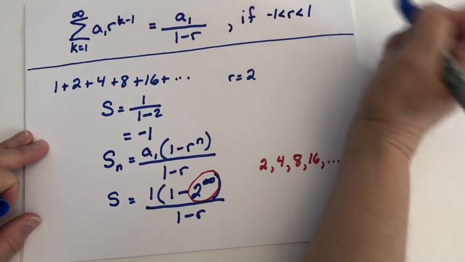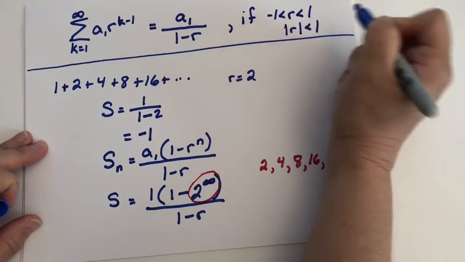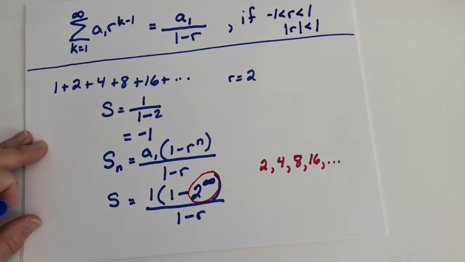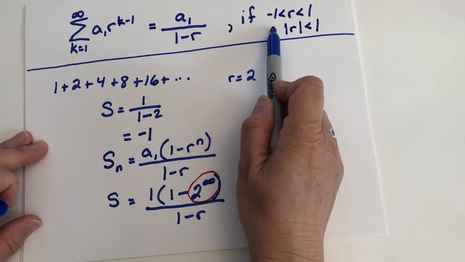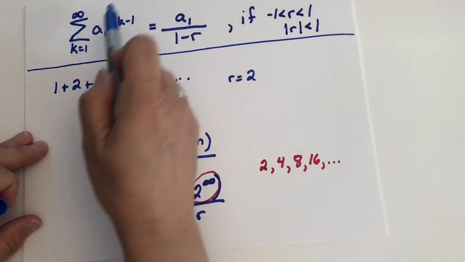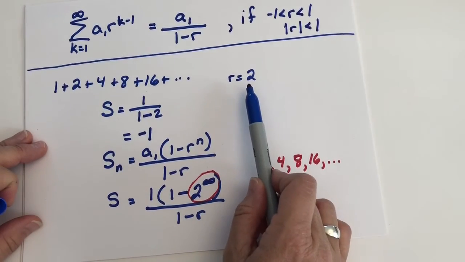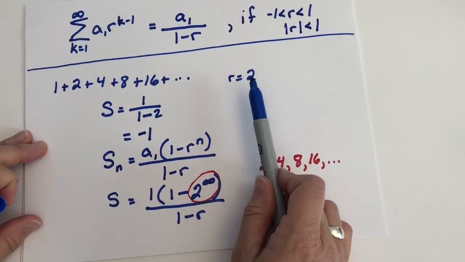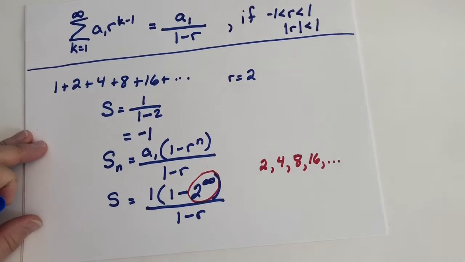And sometimes you see people write it this way: the absolute value of r is less than 1. So we can have an r value of 3/4 or -3/7 and still use this formula, but we can't use the formula if r is greater than or equal to 1, or less than or equal to -1.